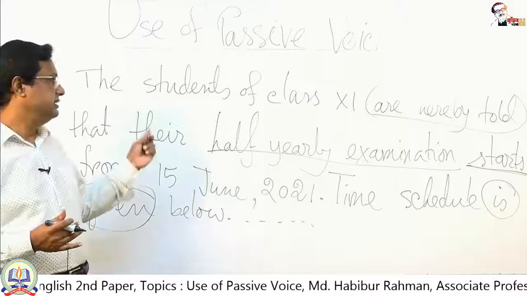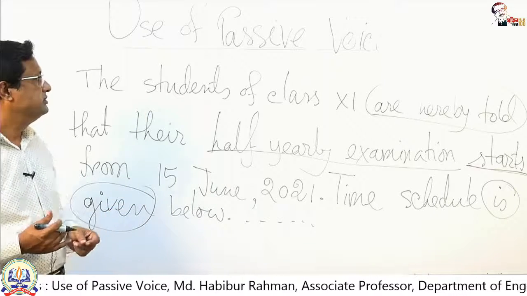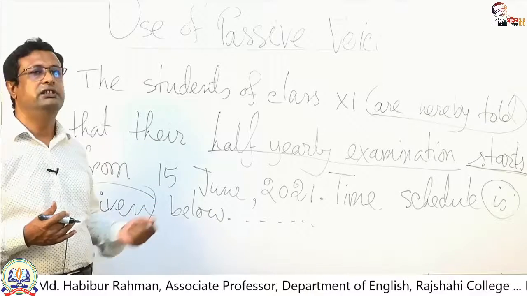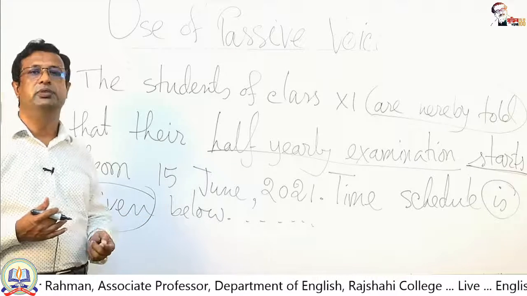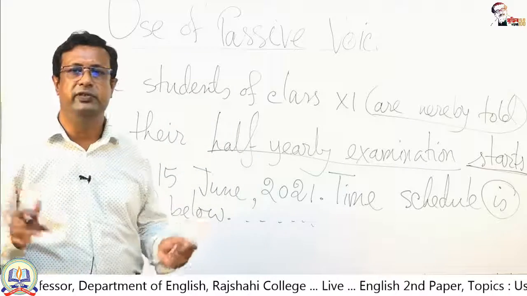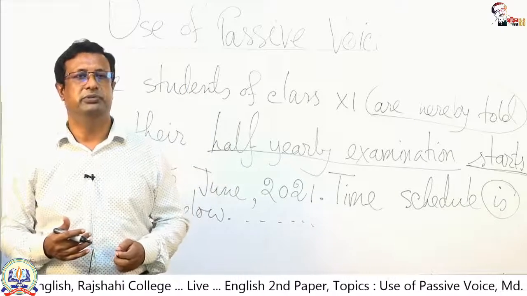But in a sentence, we have three verbs: are told, starts, and is given. And out of three, we have two passive voice. So when we are very formal in our expression, we use passive voice.